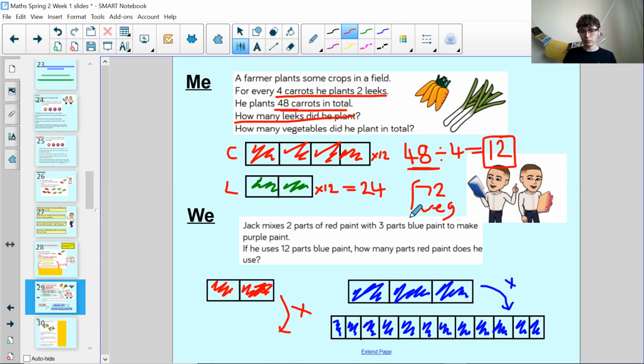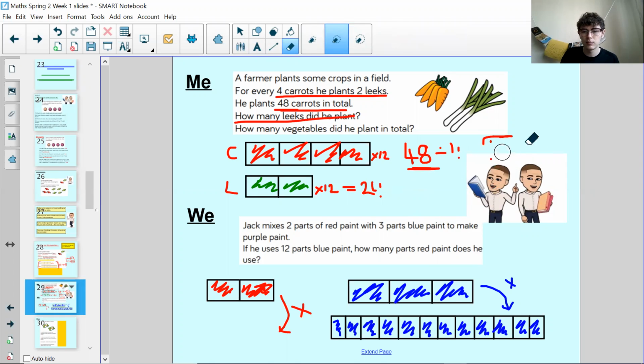Well done, if you had a go before me and you got that correct. Let's have a go at the next one. So let me just rub some of this out because it's a little bit unclear.